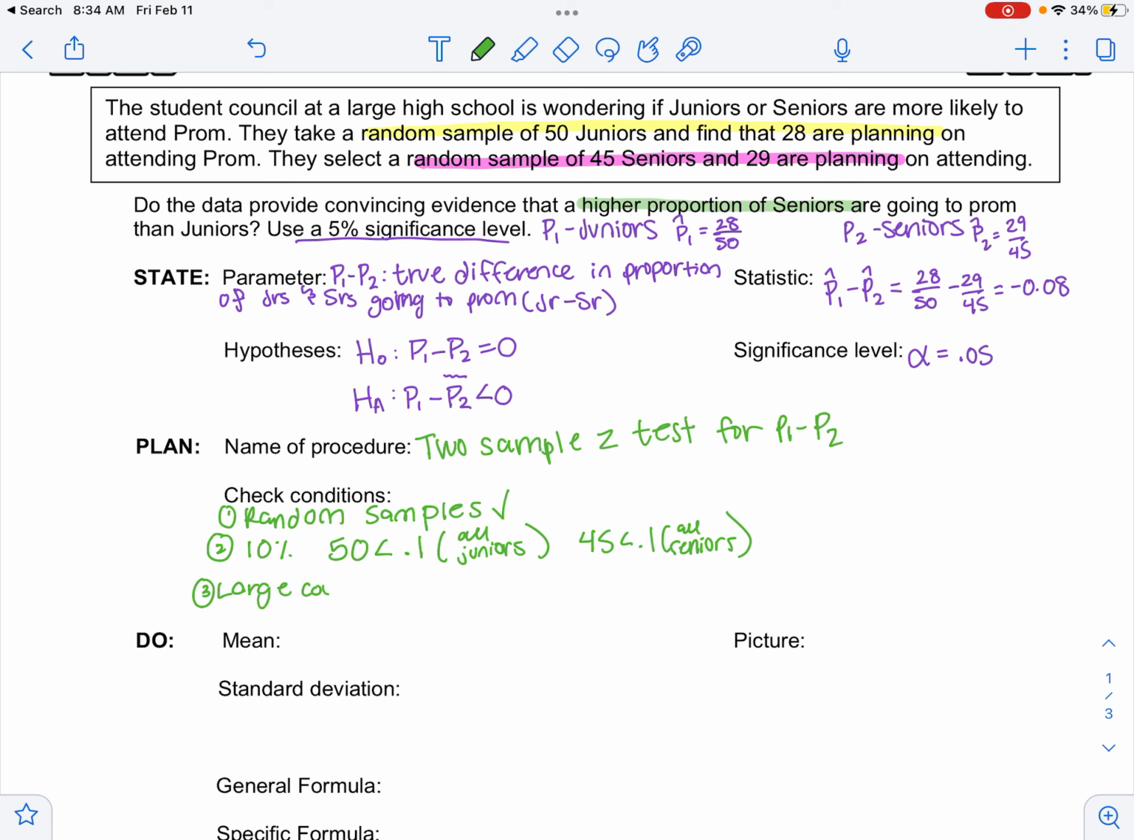Now, when we do the large counts, typically, and always, we're doing n times p and n times 1 minus p, but we get that p value from our null hypothesis, because remember, it's the null hypothesis that we are assuming to be true. The problem, though, is that this null hypothesis does not tell me what P1 and P2 are. It just tells me that together they have a difference of 0, essentially that they are exactly equal to each other, but I don't know what they are. They could both be 0.2, 0.3, 0.4, 0.5, or some other value.